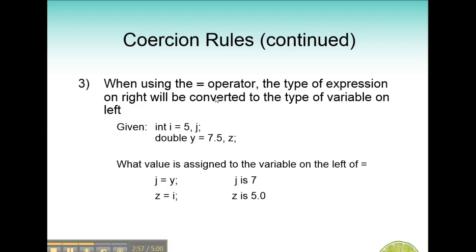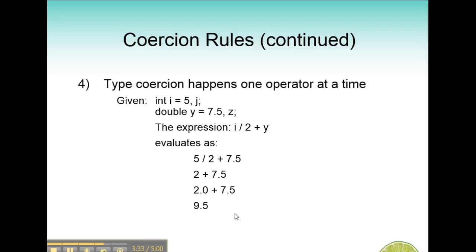Now you have to be concerned when using the assignment operator. It'll evaluate whatever's on the right-hand side and store it into the variable on the left because that's what assignment operators do. So in this case, J is assigned the value of Y. We could see here Y is 7.5, but J is an integer, so it can only hold the 7. So after that statement executes, J will be 7. In this case, Z is assigned the value of I, so I is 5, Z is a double up above, so it's going to actually store the 5 as a double, or 5.0.